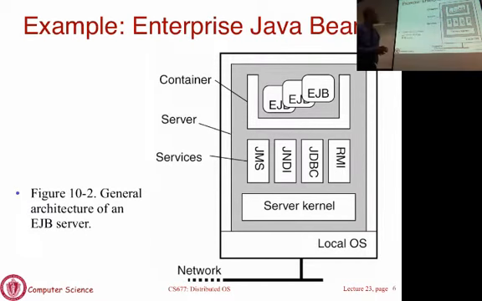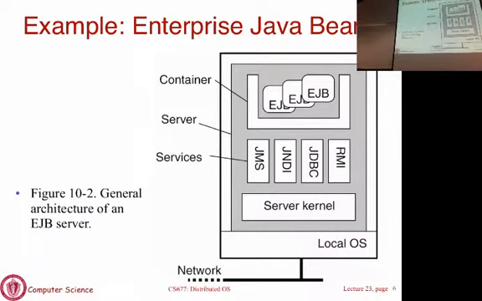Now, here's a picture that shows you how EJBs are layered. Java EJBs provide a whole bunch of services. There is JMS, which is the Java Messaging Service. There is the simple RMI, which is supported in Java RMI. There is JDBC, which provides these applications access to the database.